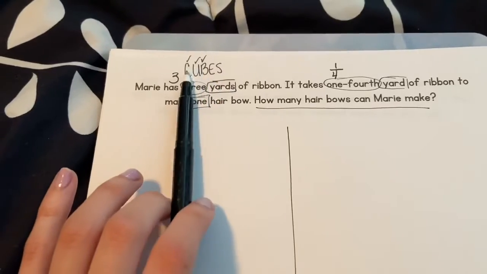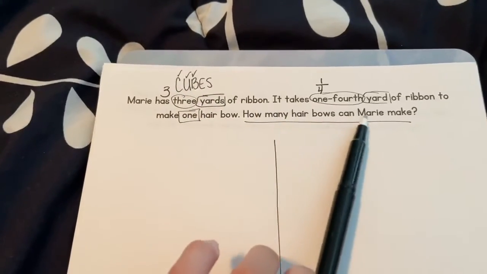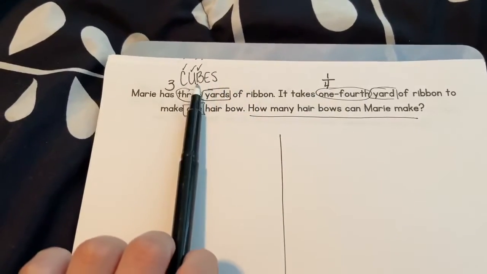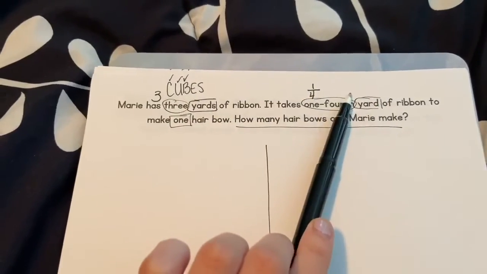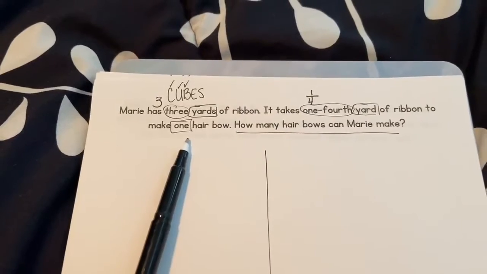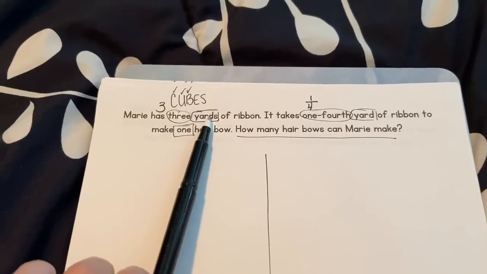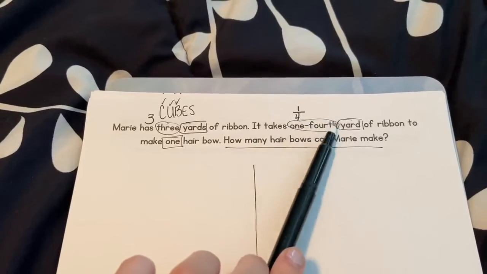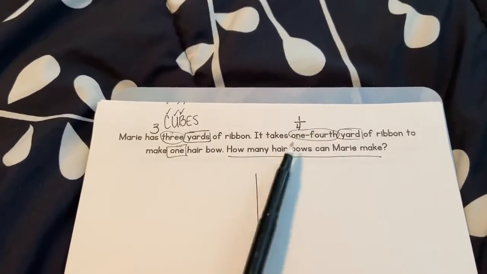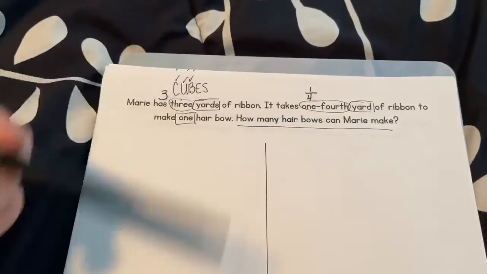I went ahead and I underlined the question, how many hair bows can Mary make? And then I boxed in my important words. Yards, 1 hair bow. So I know that 3 yards is what she has. 1/4 yard is what it takes to make 1 hair bow. So I want to know how many hair bows can she make in total. So go ahead and draw your line down.